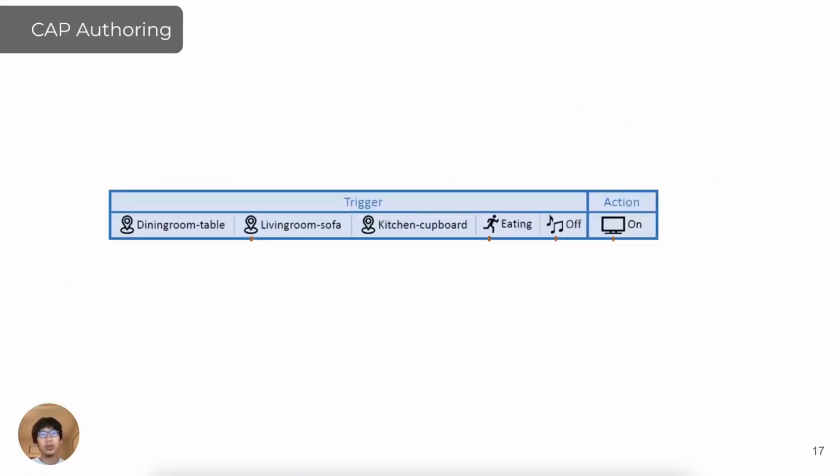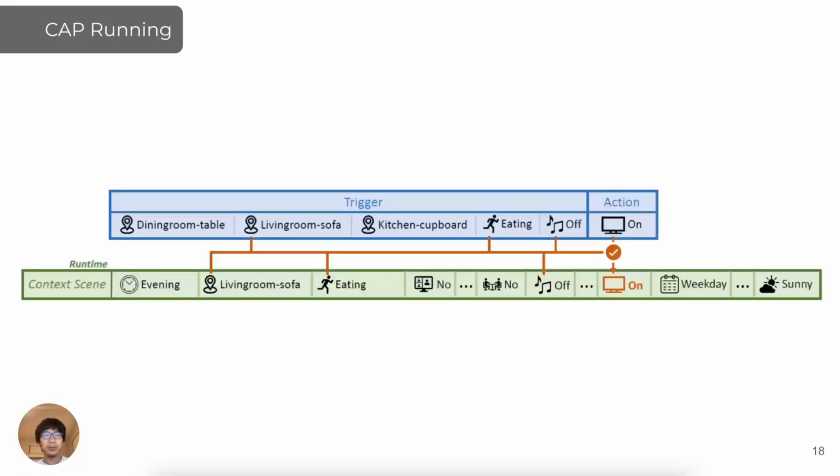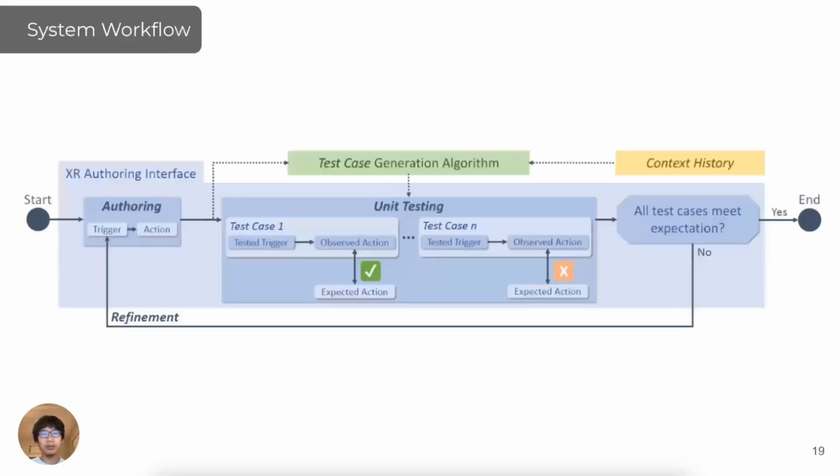Then we adopt the trigger-action metaphor to alter a CAP. Let me use an example to explain. The trigger contains 3 location context instances, an eating activity context instance, and a music player off object state context instance. The action is TV on object state. During the runtime, we propose to follow a certain logic check process to determine whether the CAP should be triggered. For instance, at any present context scene, if the user is eating at one of the 3 locations while the music player is off, the CAP will be triggered to turn on the TV.